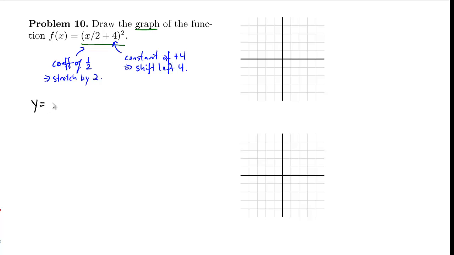So if you start with the function y equals x squared and translate first, we get y equals x plus 4 all squared. If we scale next, then we replace x with x over 2 to obtain y equals x over 2 plus 4 all squared. And this is exactly f of x.